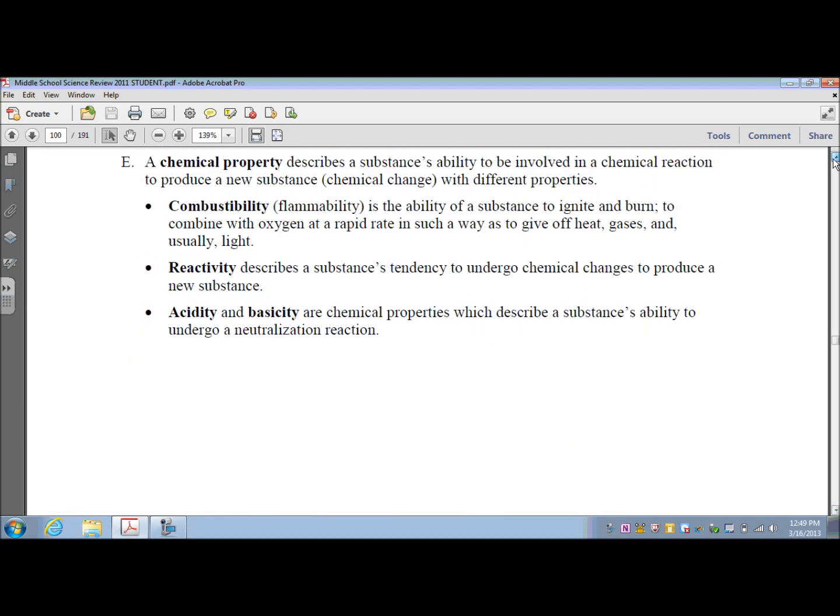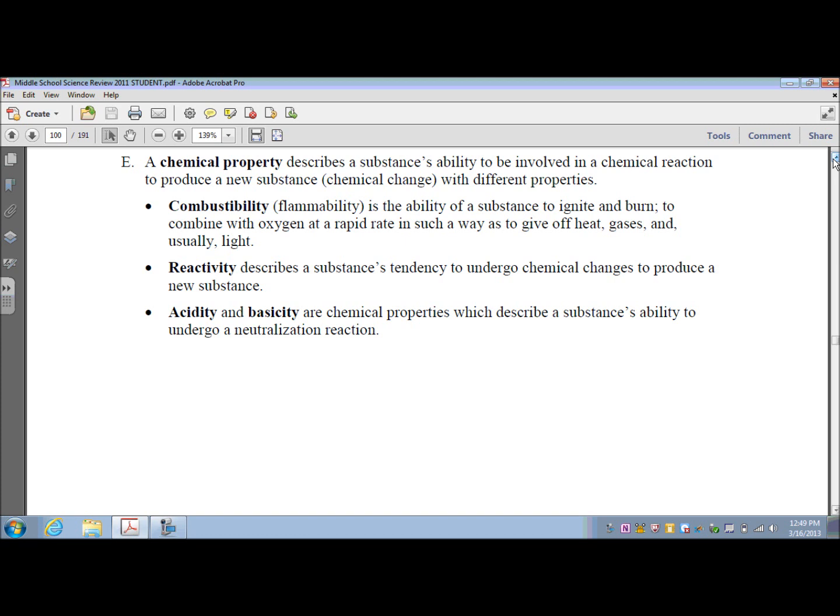Section E. A chemical property describes a substance's ability to be involved in a chemical reaction to produce a new substance, or chemical change with different properties. Combustibility, or flammability, is the ability of a substance to ignite and burn, to combine with oxygen at a rapid rate in such a way as to give off heat, gases, and usually light.